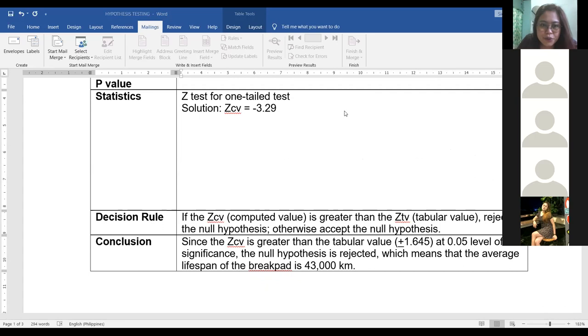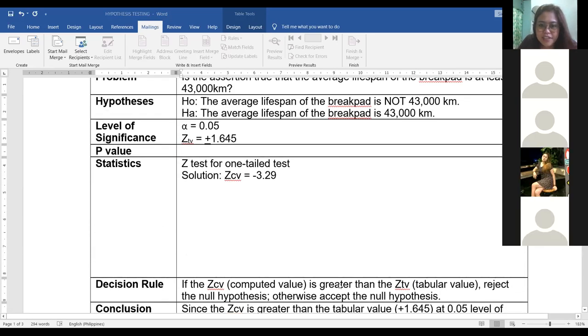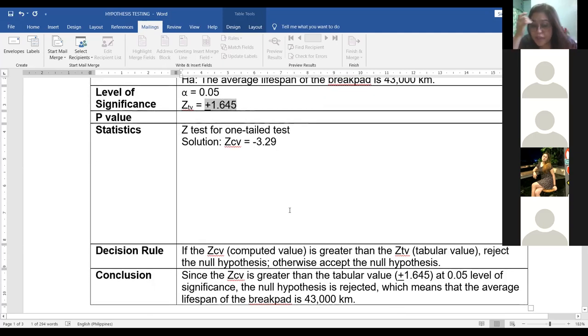So, again, our decision rule here is if the computed value is greater than the tabular value, reject the null hypothesis. Our computed value is negative 3.29. Our tabular value is positive or negative 1.645. Now look at the conclusion I made. Since the computed value is greater than the tabular value, at 0.05 level of significance, the null hypothesis is rejected, which means that the average lifespan of the brake pad is 43,000 kilometers.